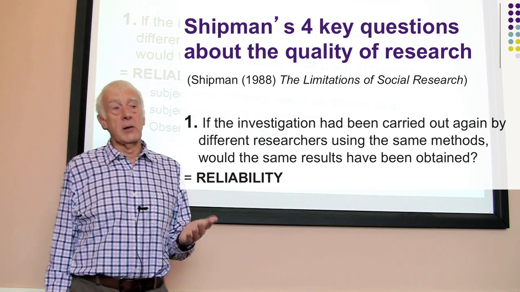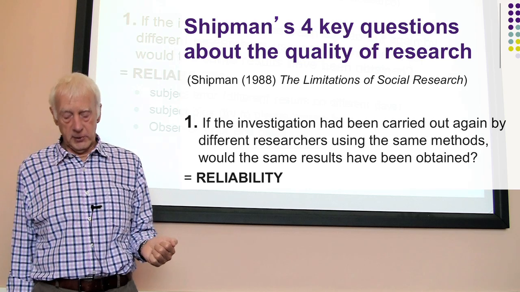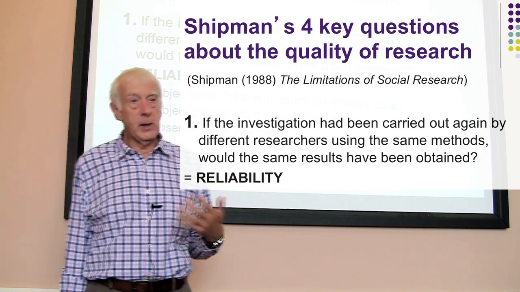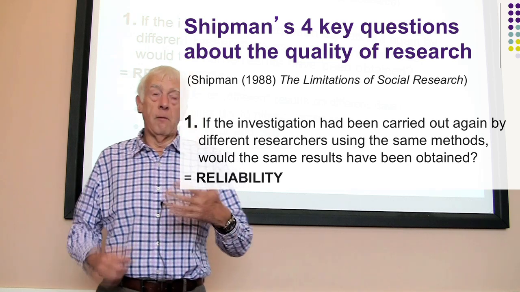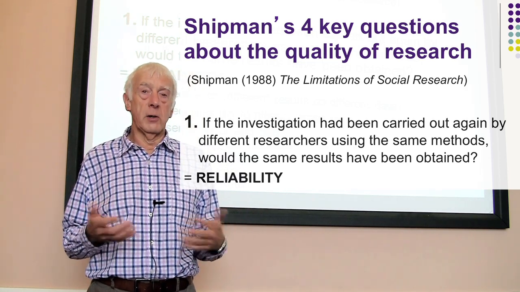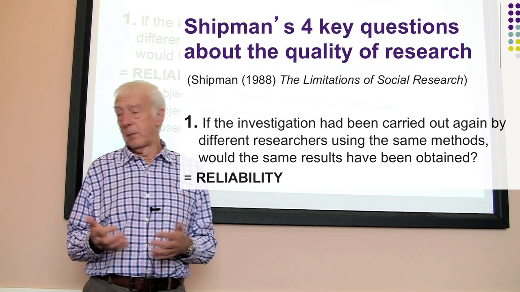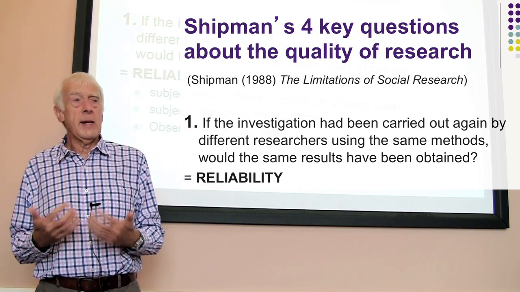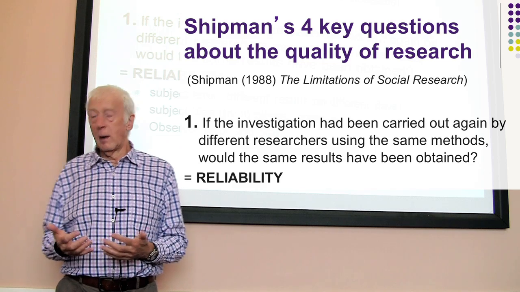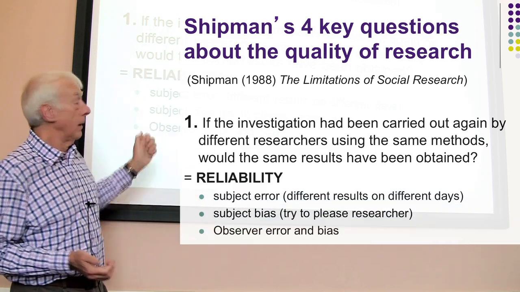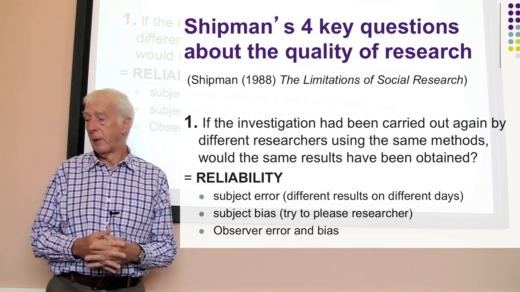And it's important to recognise that that's different from other criteria, which I'll mention in just a moment. Something can be perfectly valid as a piece of research. It can be doing the right things, but it can be unreliable if it gives different answers each time. Now, how can that come about? How can we get different answers? Well, here are some suggestions at the bottom, three different ways that can happen.